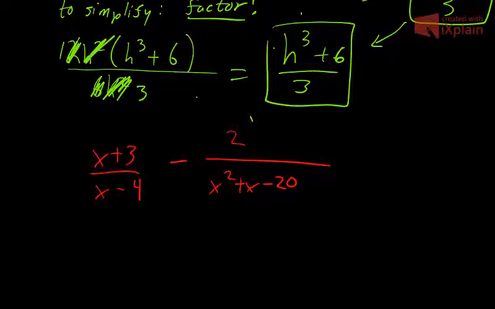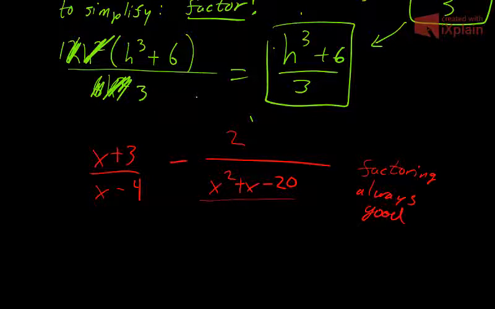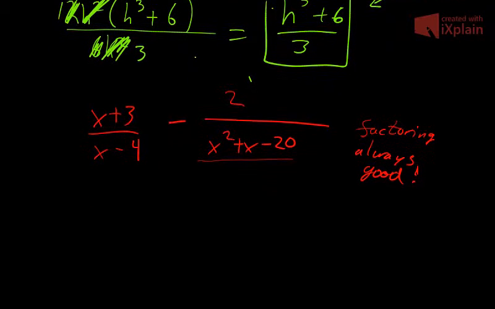So now I don't really have the option to simplify first. This is all I've got. So actually what I'm going to do is look at the bottom here and see if I can factor it. So factoring is always good. And you'll see why in a second. So if I factor this, I need two numbers that are going to multiply to negative 20 and add to 1. That would be x minus 4 and x plus 5.